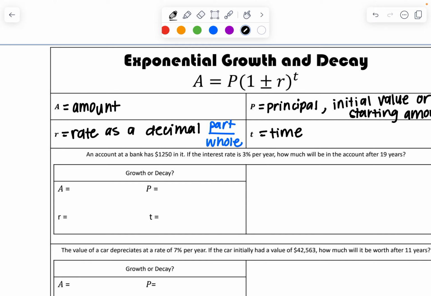And another piece is if something is growth, we're just going to add 1 plus the rate, and that will give us a base bigger than 1. If we're talking about decay, we're not going to add, we're just going to do 1 minus our rate. That's going to give us a base less than 1, and that will match what we have.